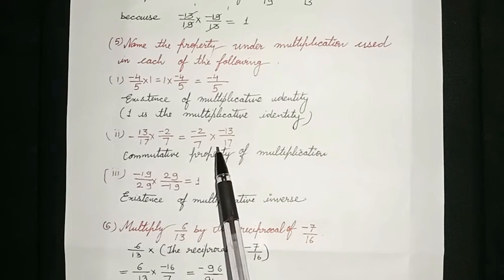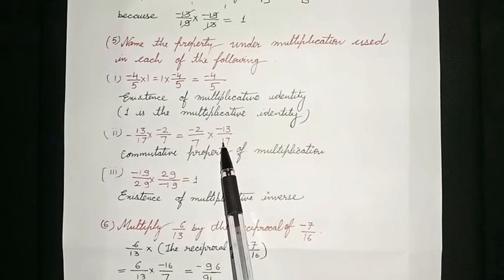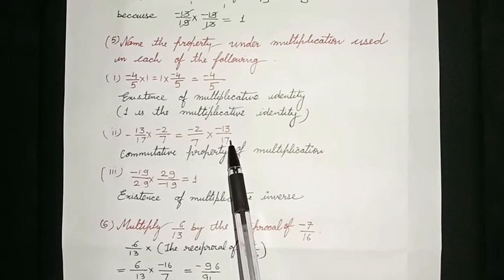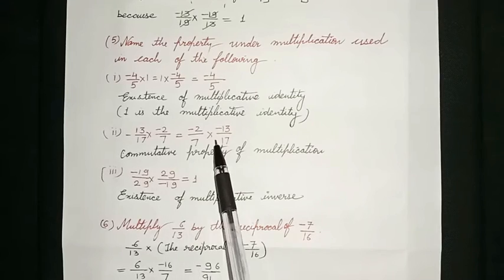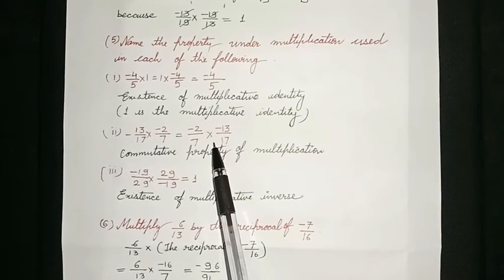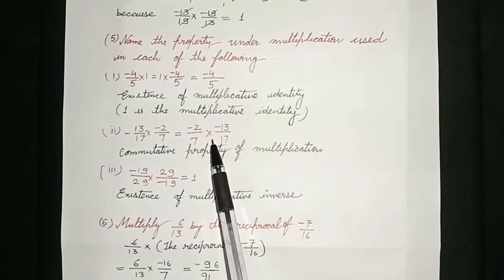Commutative because the order is not the same, but if you multiply the left hand side and the right hand side, the answer will come the same.